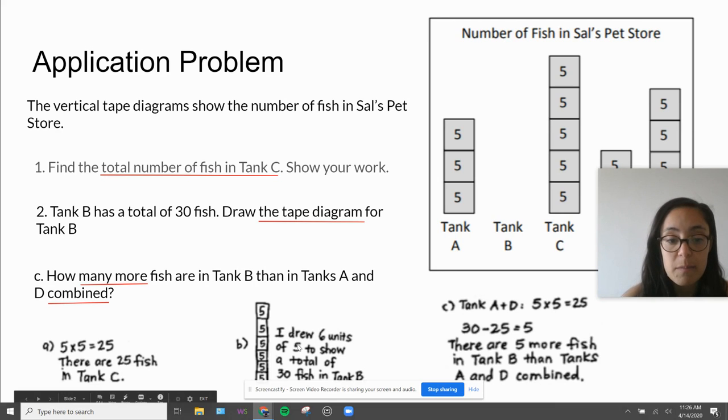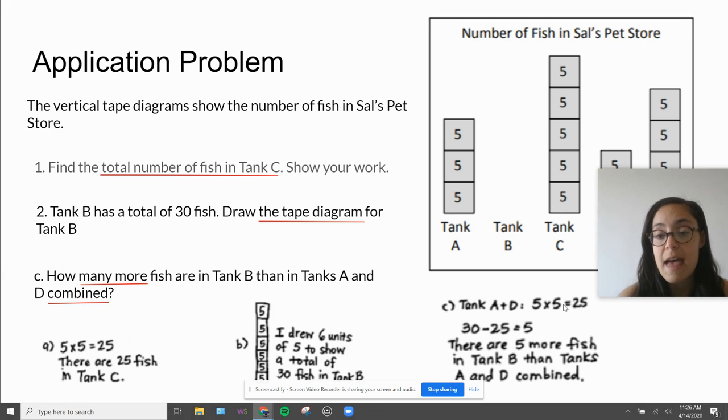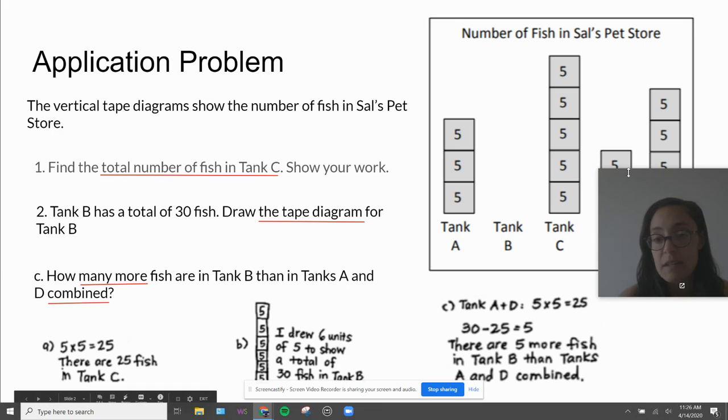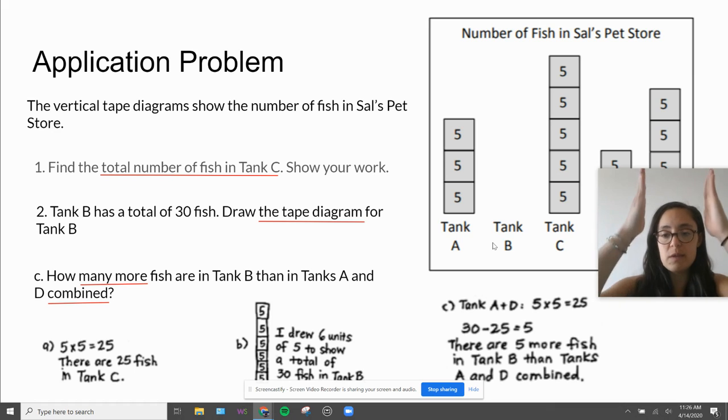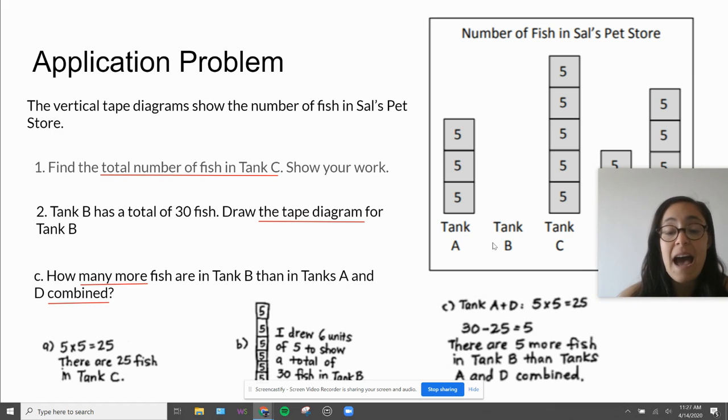So I look at part B, or number 2, and I see, okay, there are 30 fish here, and now I have to subtract these 2 from my tank B. So as you're going through with your tape diagrams, think about how we use them in a vertical way and how we can use them and add them in.